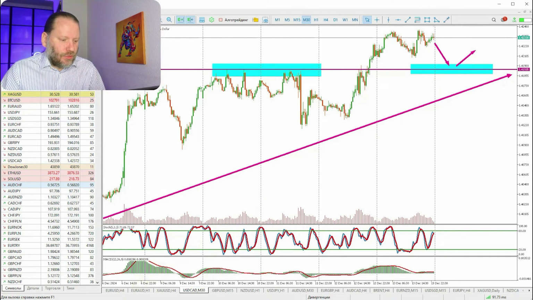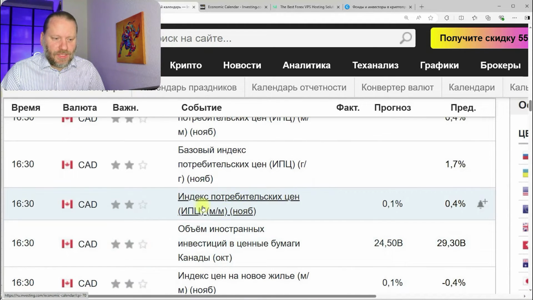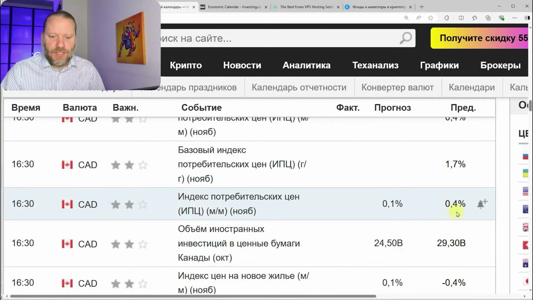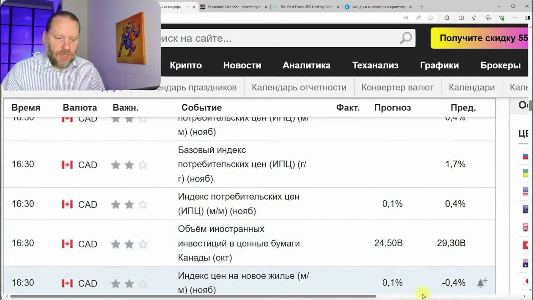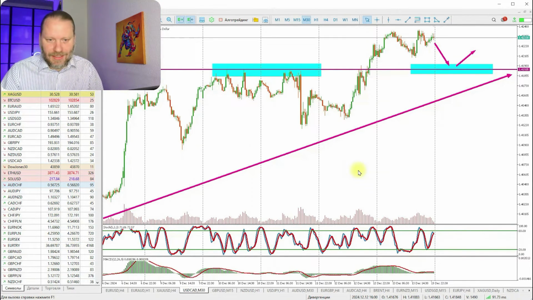But note that there is a news release this week. Let's take another look at the economic calendar. Look, on Tuesday at 16:30 Moscow time there will be news: the consumer price index. The previous change was 0.4%, and the forecast is 0.1%. That means a decline, which means if the news is confirmed, or even better, comes out worse than predicted, it will mean a decline in the Canadian dollar. That is, the probability of a decline in the Canadian dollar will increase dramatically. And since the Canadian dollar trades in the dollar-Canadian dollar pair, a decline in the Canadian dollar will lead to a rise in the dollar-Canadian dollar pair.